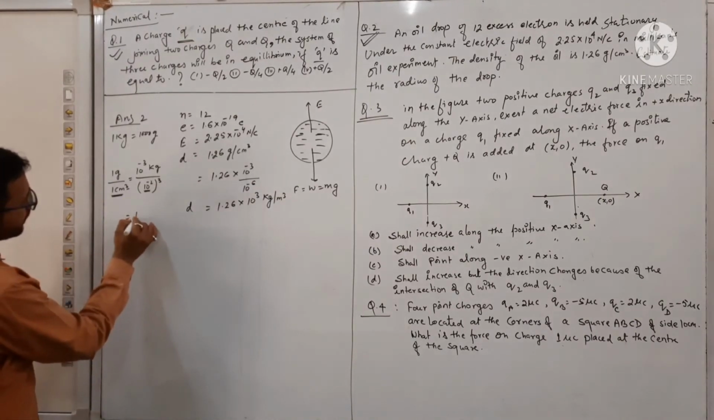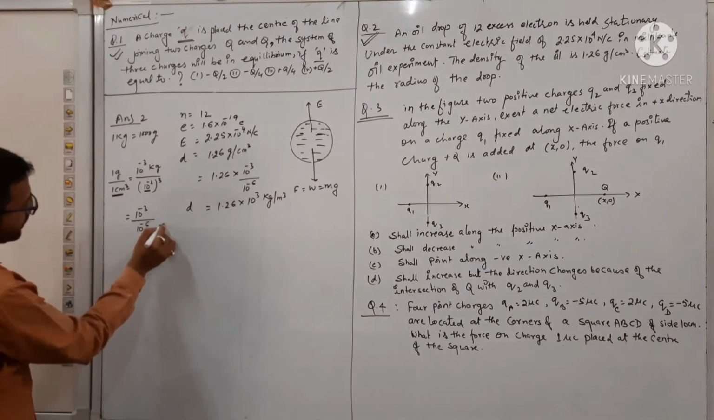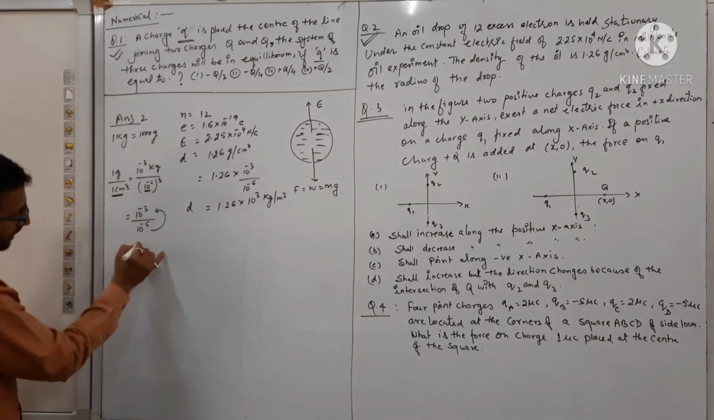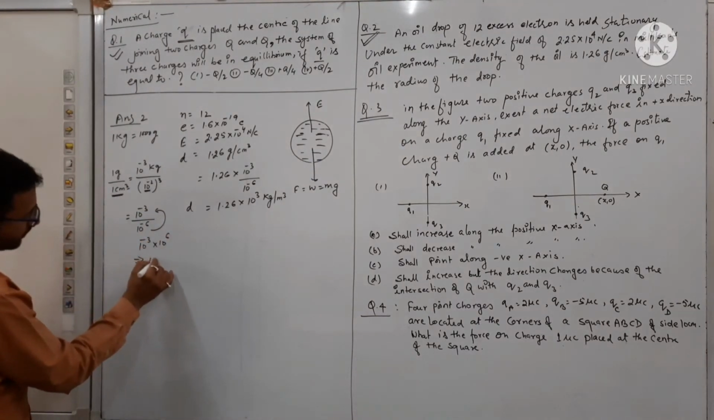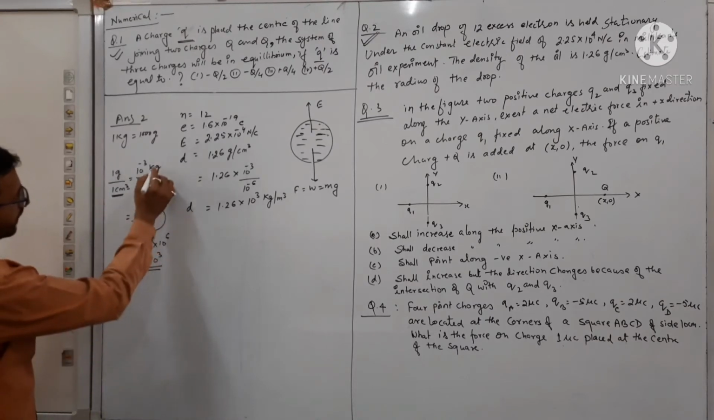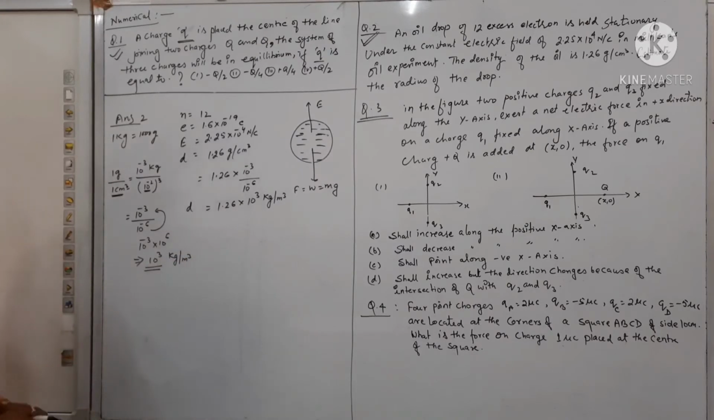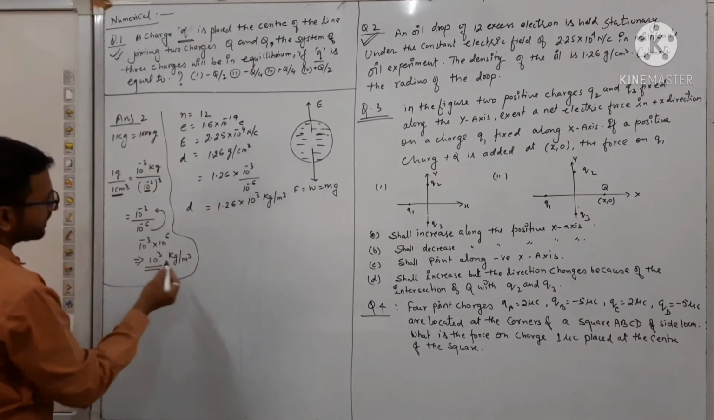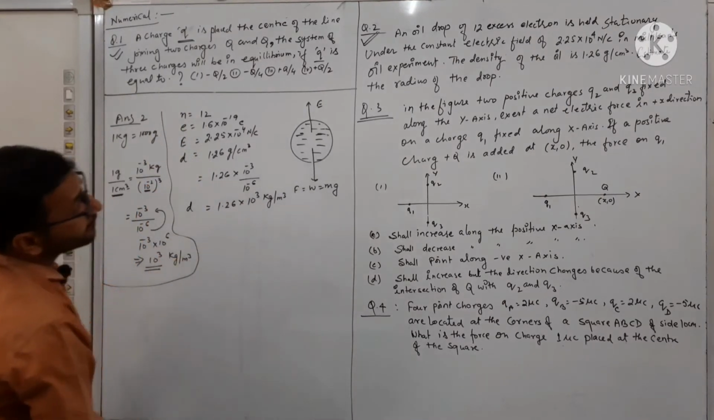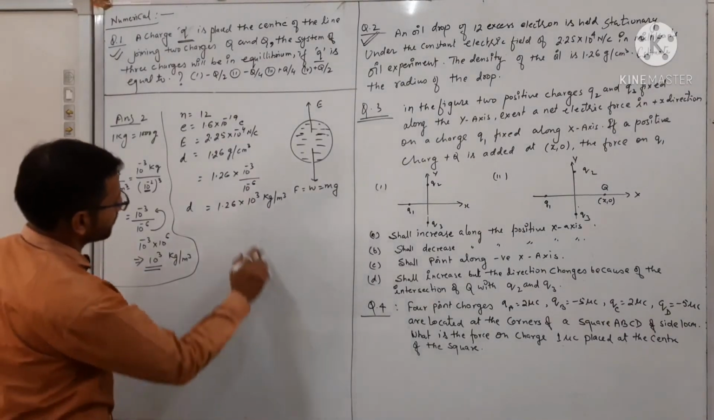So after that, 10^-3 over 10^-6 with negative sign, this will come in the numerator: 10^-3 times 10^6. It will give you the value 10^3, in kilogram per meter cube. That's why I have written this value here. Clear? So see here, D is equal to this one. After that he said, given the density of this, estimate the radius of the drop.